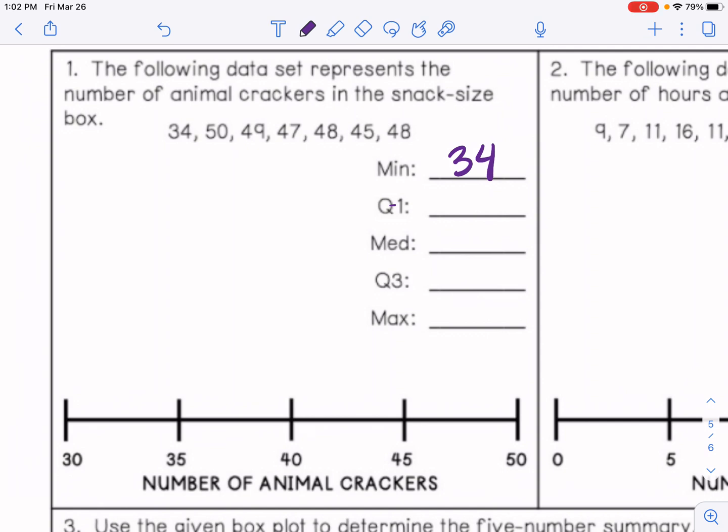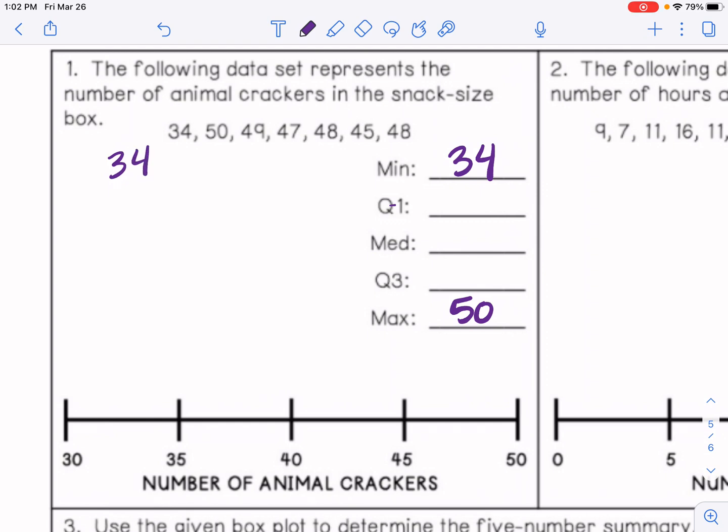And then I also want to skip down to the bottom for maximum. The maximum number here is 50. That is the biggest number that I see. Okay? Then to find the rest of them, since I've identified my lowest and my biggest, I'm going to put my numbers in order from least to greatest.